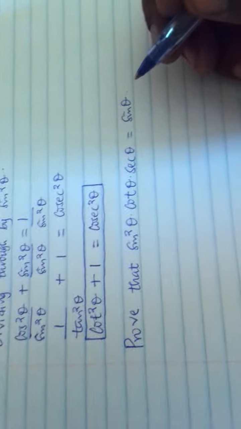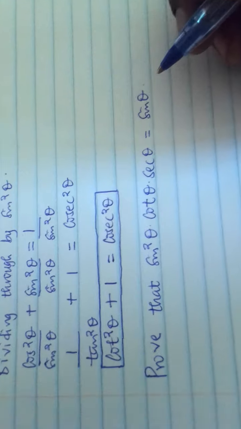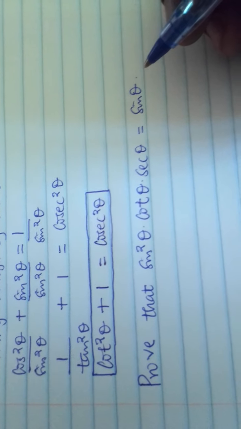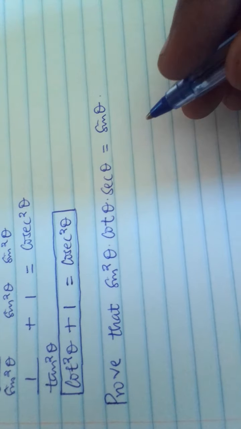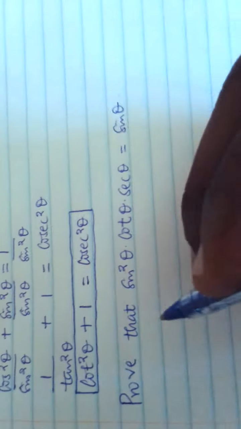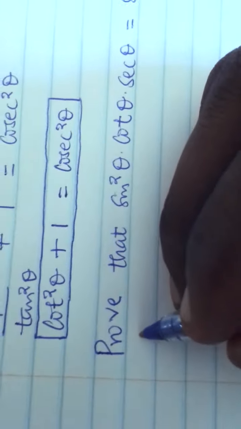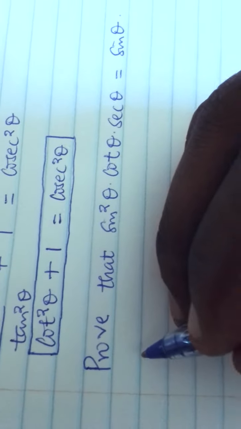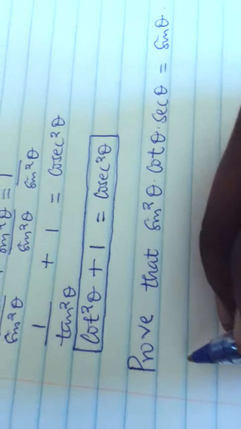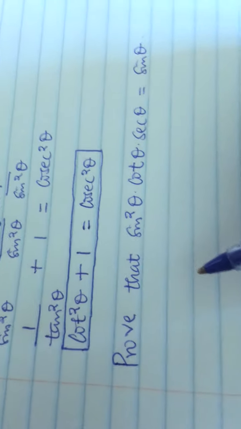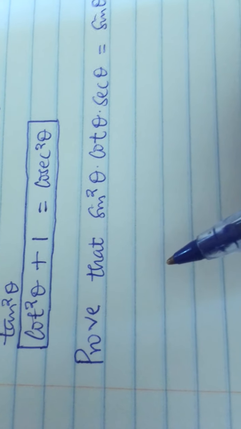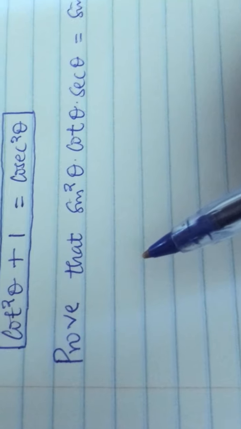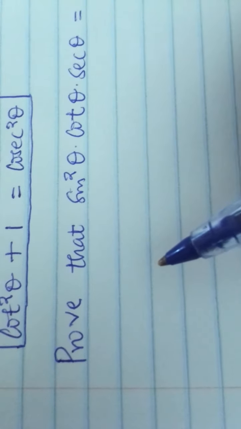So now we are proving that sine squared theta times cot theta times sec theta is equal to sine theta. From the left hand side, we have sine squared theta. Basically, when you're proving such identities, you express them in the known identities. When you look at your calculator, you have sine, cos, and tan. So whichever trig identity is not in that form, you express it in that form.